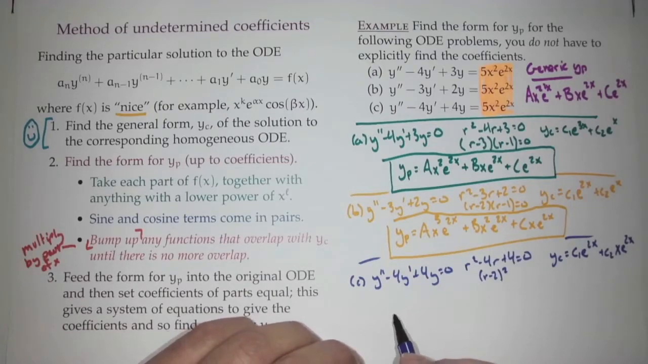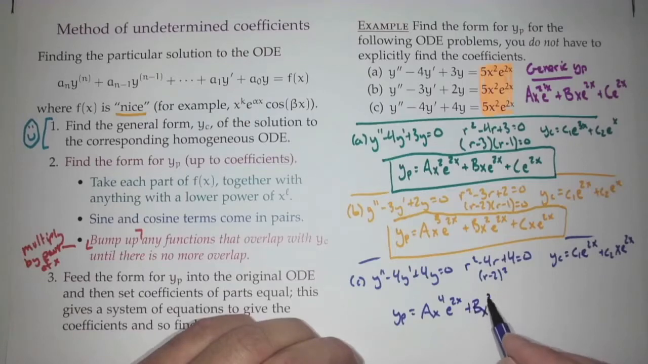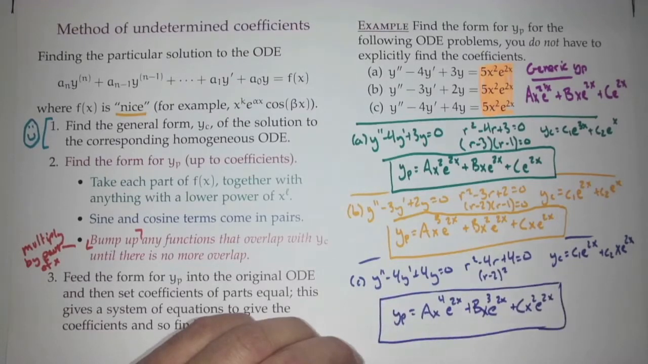And so here we have that our particular solution would be a x to the 4th e to the 2x, b x cubed e to the 2x, and c x squared e to the 2x. So you'll notice, even though all three of these problems have the same function f of x, for the particular solution, they actually have slightly different forms. And the reason is, in each case, there was a different amount of overlap, so we had to account for it in different ways. So that's why we have to be careful.